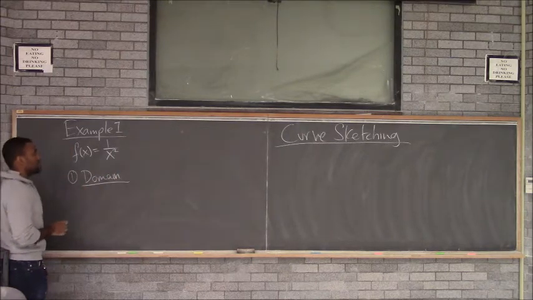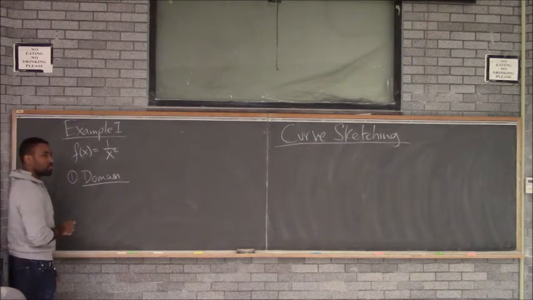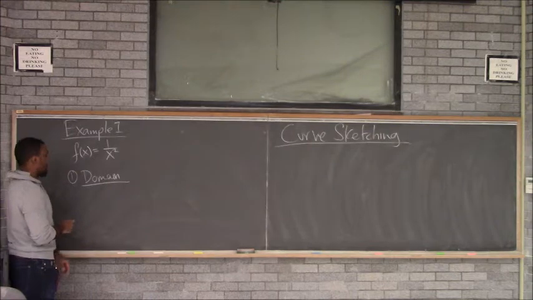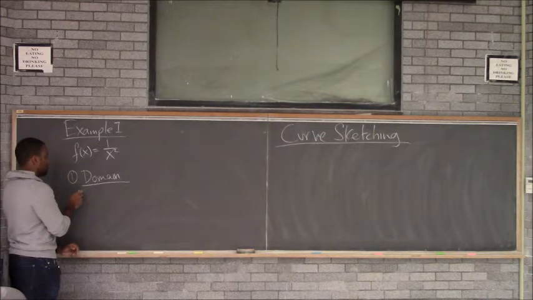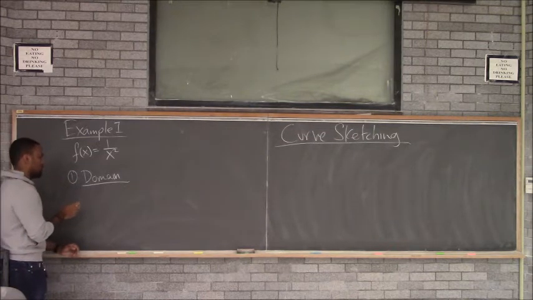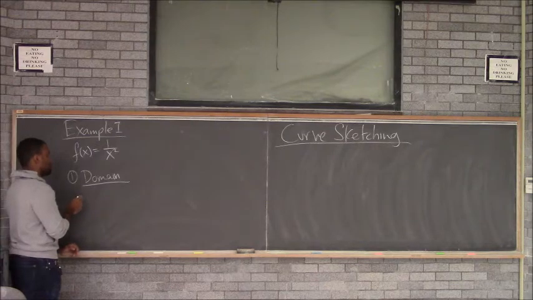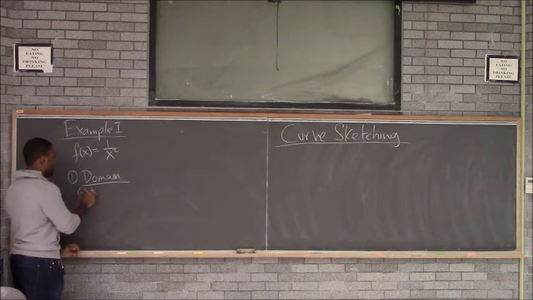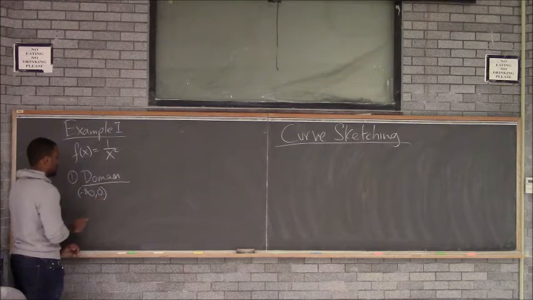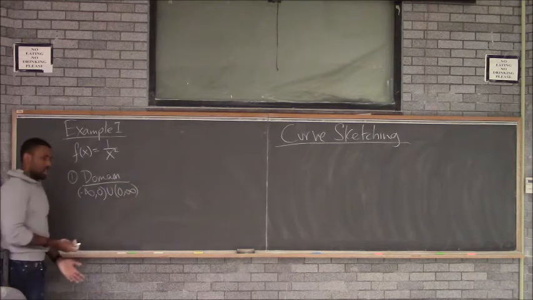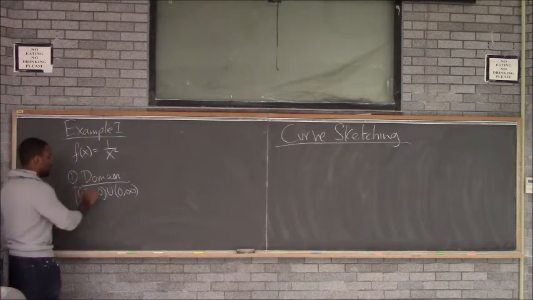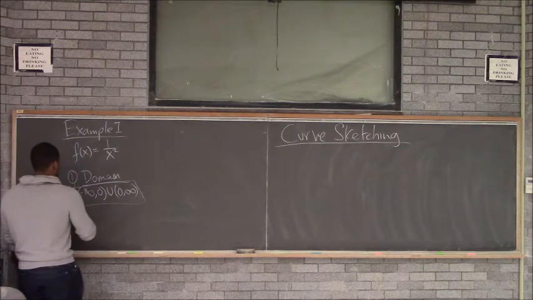What is the domain of this guy? This can't be 0. How do you write that down? X is all real numbers except 0. Interval notation usually: negative infinity to 0, open bracket, union, 0 to infinity. Everything except 0. So that's the domain.